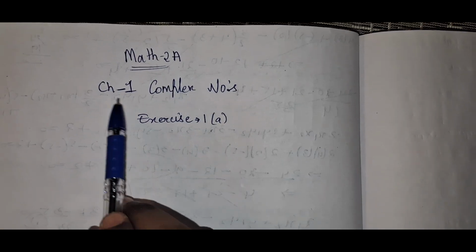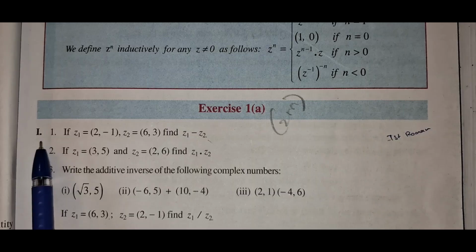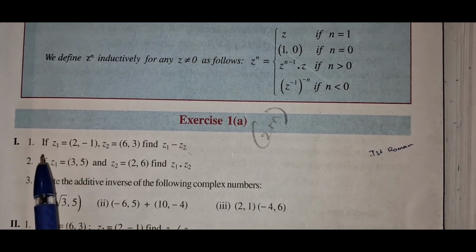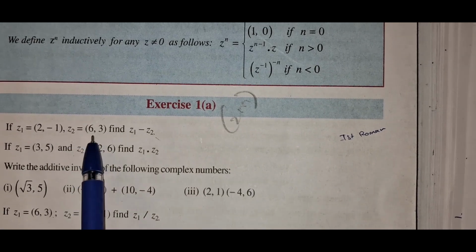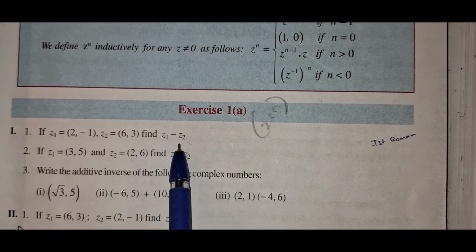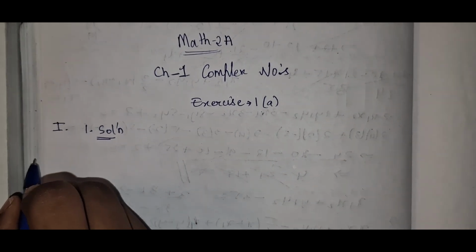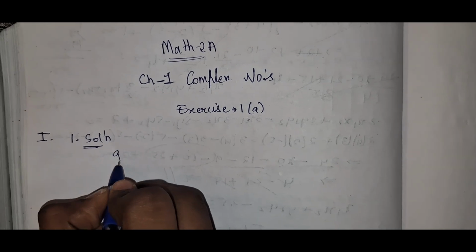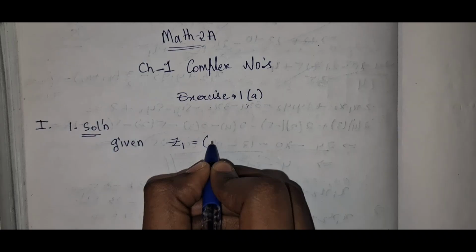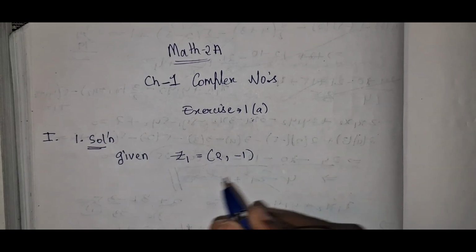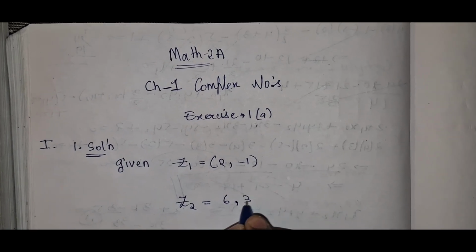Max 2A, Chapter 1, Exercise 1A. First Roman, first question. If Z1 is equal to (2, -1) and Z2 is (6, 3), find Z1 minus Z2. So first we will write what is given. Given Z1 is equal to (2, -1) and Z2 is equal to (6, 3).